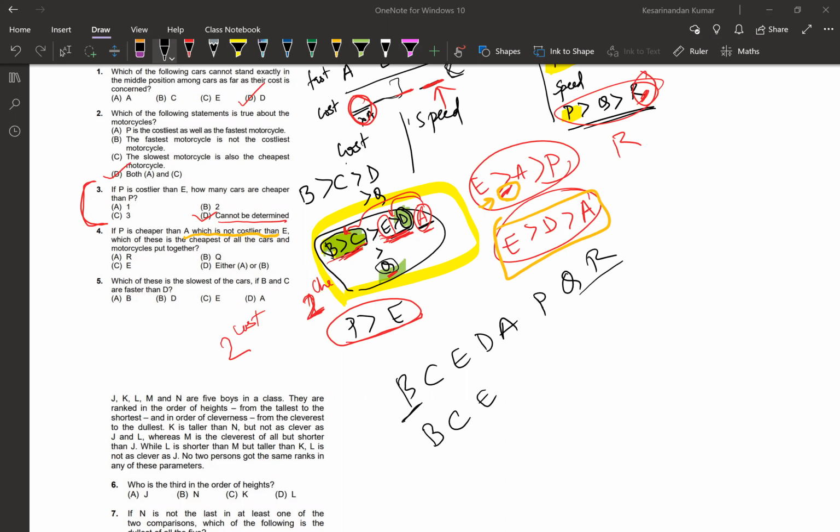Okay, Manideep says one order. Manideep, I want the bikes as well in the order, not just the cars. The question is asking about motorcycles and cars put together. So the question is not just about cars, it is about motorcycles and cars as well. Yeah, I forgot about bikes, Kesari. Yeah, sure.